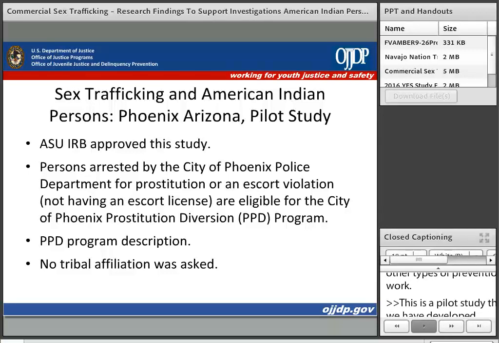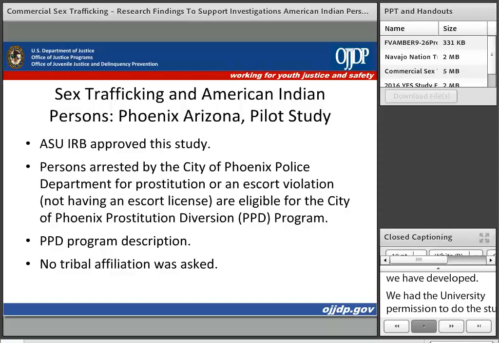So this is a pilot study that we have developed. We have the university's permission to do this study. It's a cross-sectional design of all of the people that have participated in our prostitution diversion program.